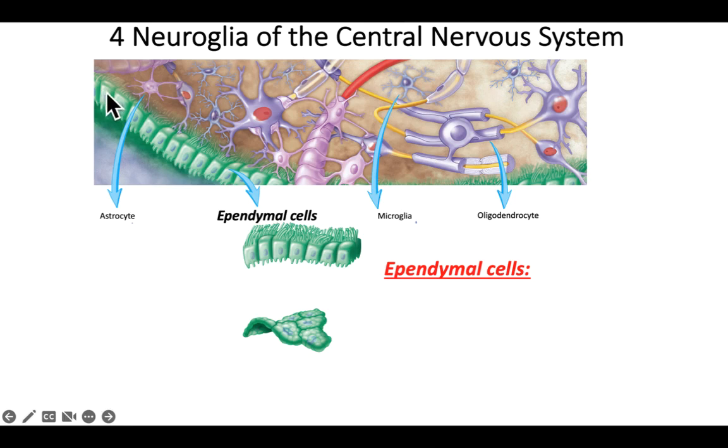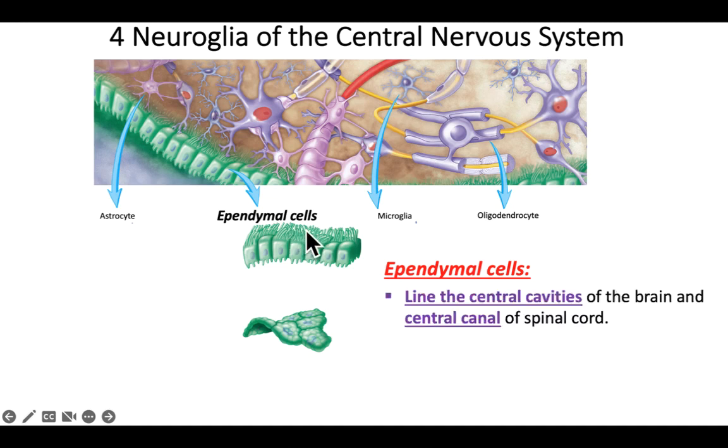In this drawing, they're shown here. You can see that they kind of form a layer here. So they form kind of a membrane. And they have a little cilia. So if you remember way back when we learned about cells, some cells have little cilia. And these little cilia are going to help move cerebrospinal fluid.